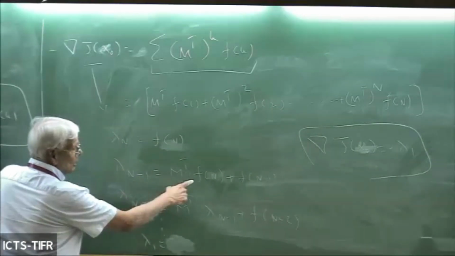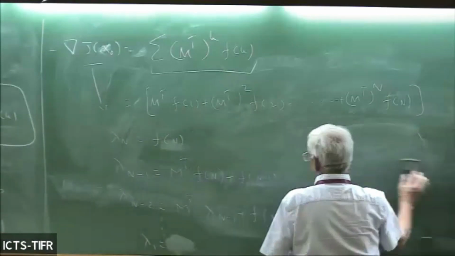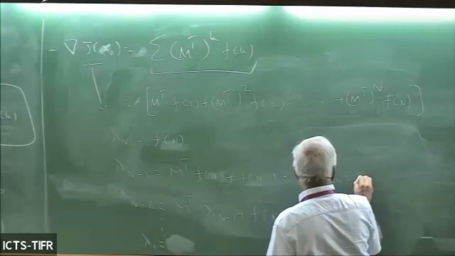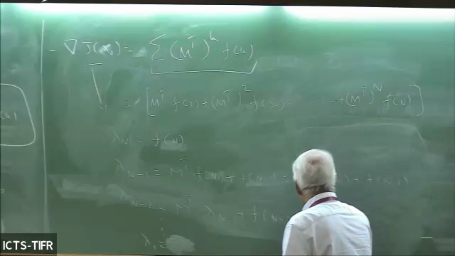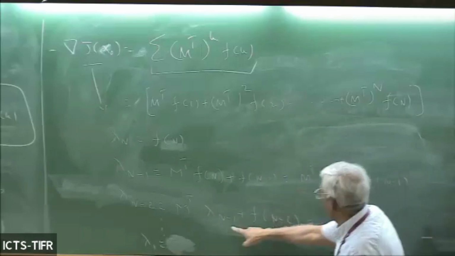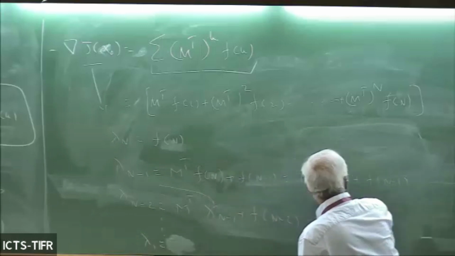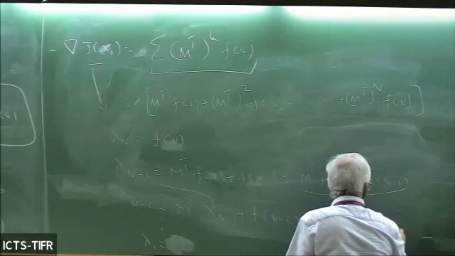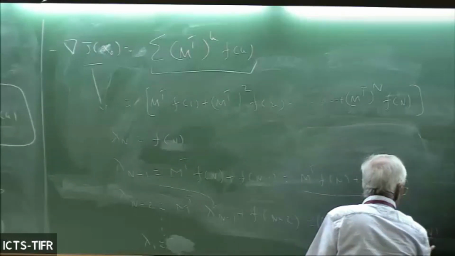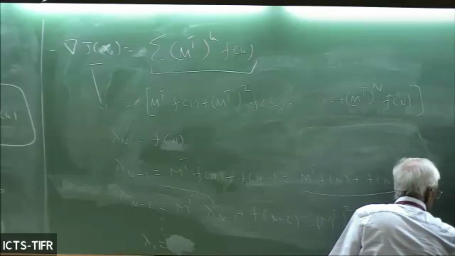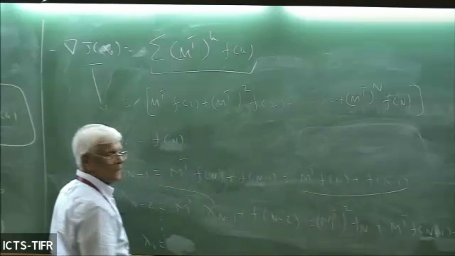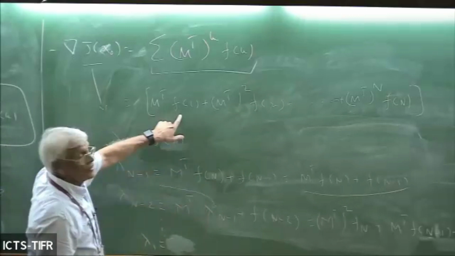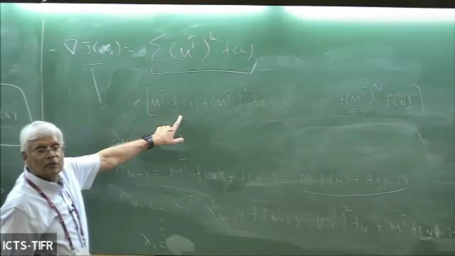Let's compute the values of this equation. So what is this one? This is equal to m transpose lambda n minus 1 plus f of n minus 2. I have to substitute this value here, so I have to multiply this by m transpose. So this is equal to m transpose square f of n plus m transpose f of n minus 1 plus f of n minus 2. All of you with me? Does it look like this? How many of you have an aha?